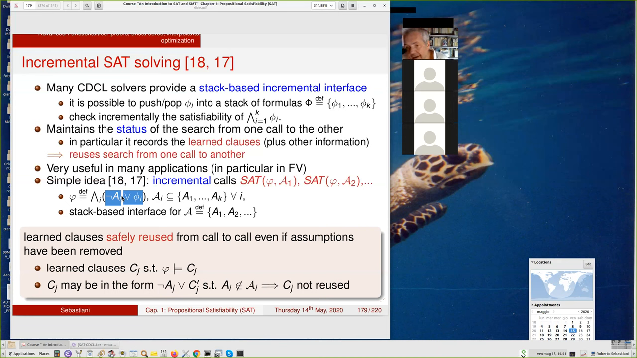Since the problem arises when you pop, you have solved this with phi 1 up to phi k, with a1 to ak, and you add not a(k+1) or phi(k+1), and you add a(k+1) here. There's no problem with that, because we have pushed. The key point is when you pop. By popping, you keep the formula there and you pop the variable. When popping the variable, this clause, this formula here, will be ignored.